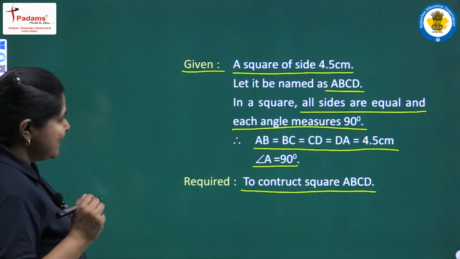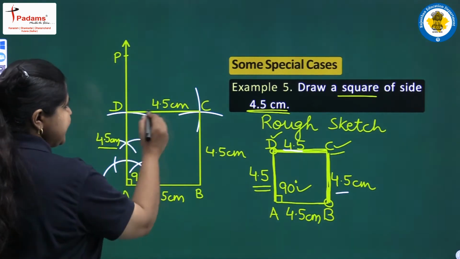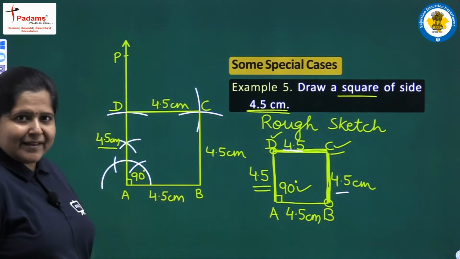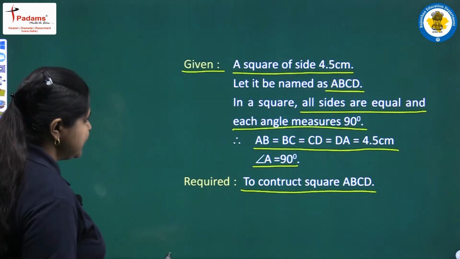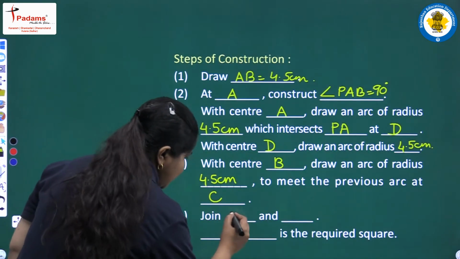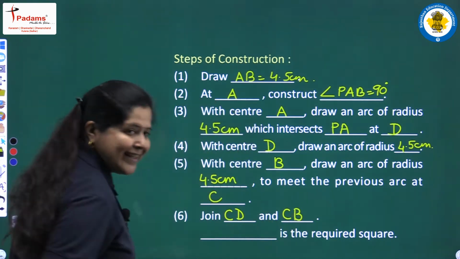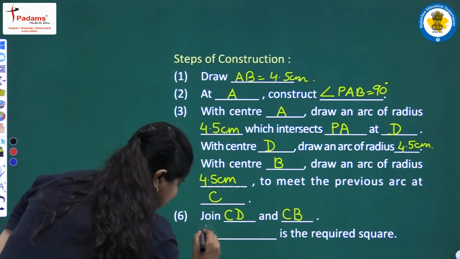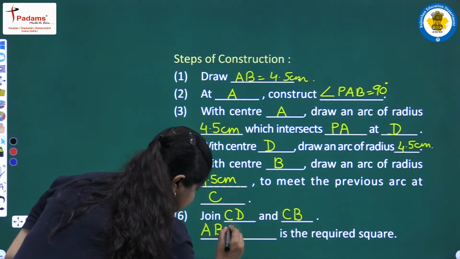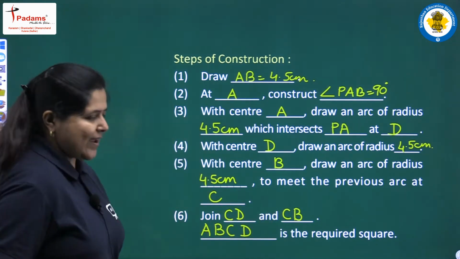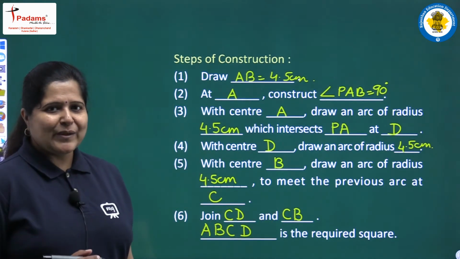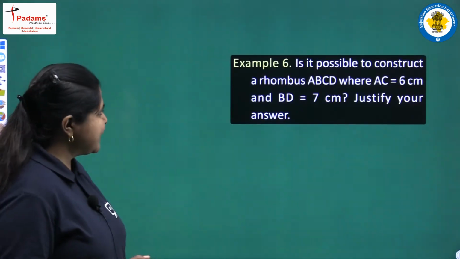And then what did we do? Join DC and CB. That's simple. So we write: join CD and CB. With this we can say that ABCD is the required square. Okay, so with this we move on to the second example.